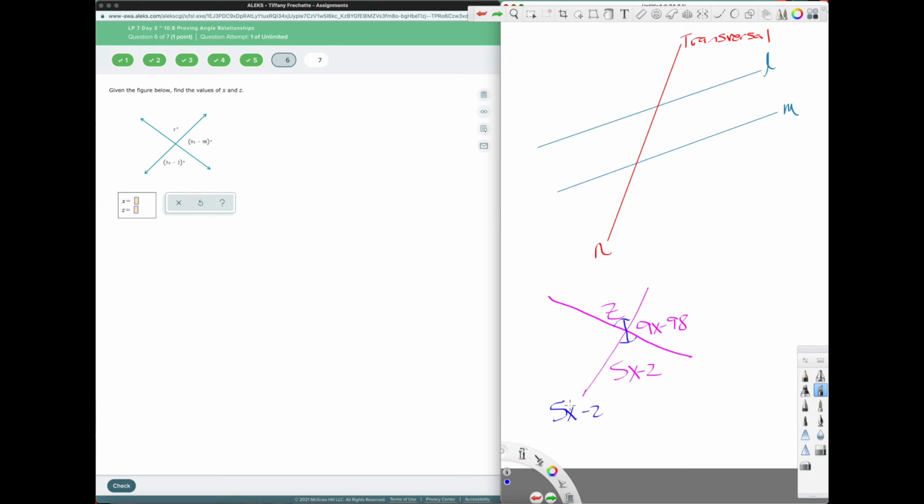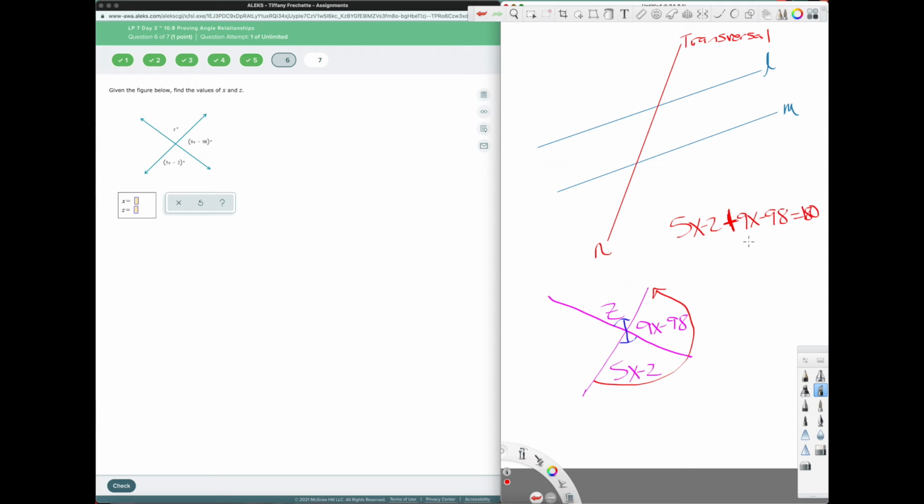So what I want to focus on is, and I'll go bigger, these two angles here. They are a linear pair, and I only have x in them. So I can say 5x minus 2 plus 9x minus 98. They're a linear pair, so they have to add up, so I put the plus sign here, to 180. I can't just simply subtract from 180. I have to write out some little equation like this because I have expressions that I have to deal with.